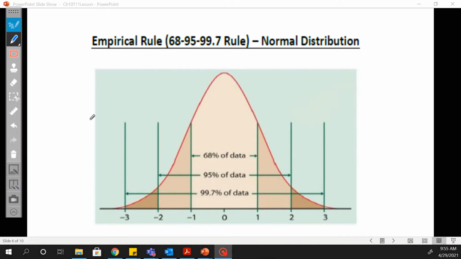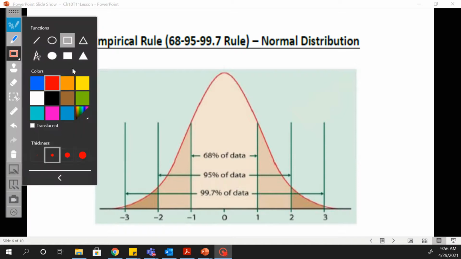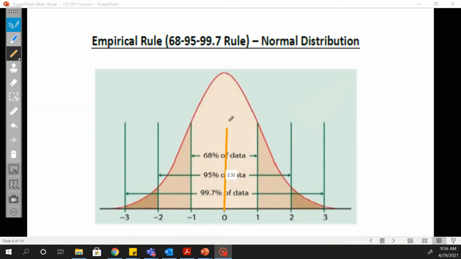So this is what a normal distribution curve will look like. Okay, so right here, down the center, this is where the mean would be, okay, the average. The average is right in the middle. 68% of all the data is going to be within one standard deviation above and one standard deviation below the mean.